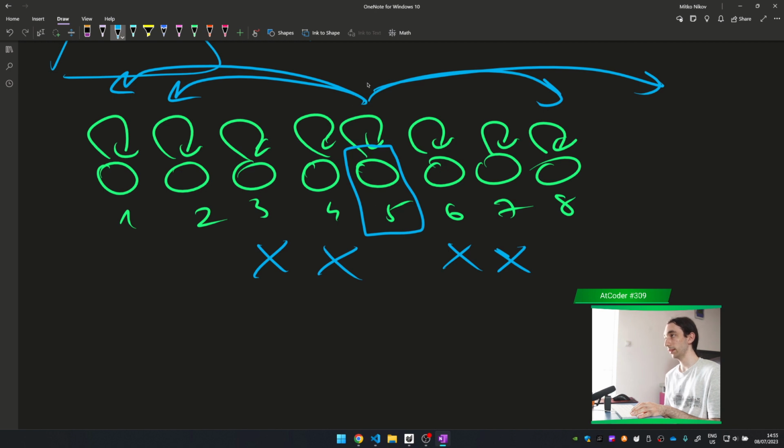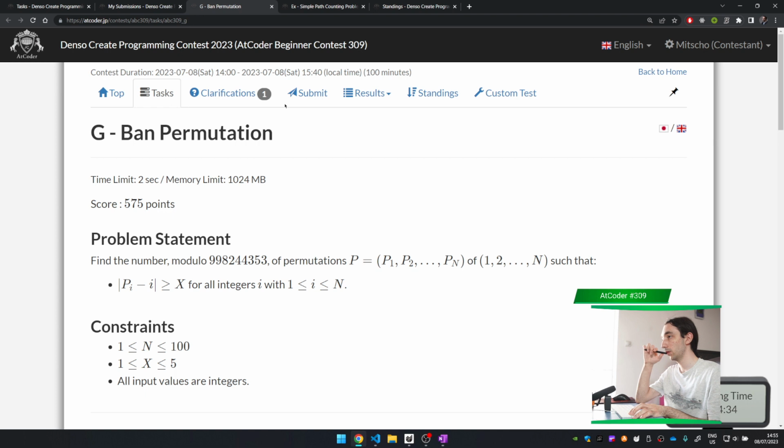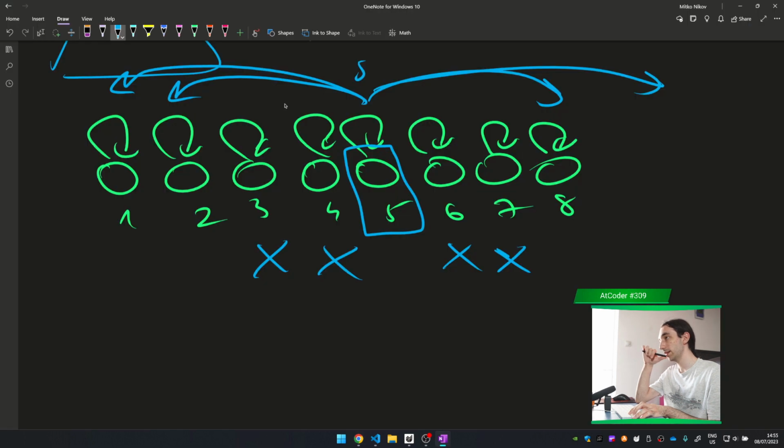So for that index, for index 5, the 5 number, oh no, actually, I misunderstood. So it's p_i minus i, so the number here minus the index has to be greater than x, I mean the absolute value.